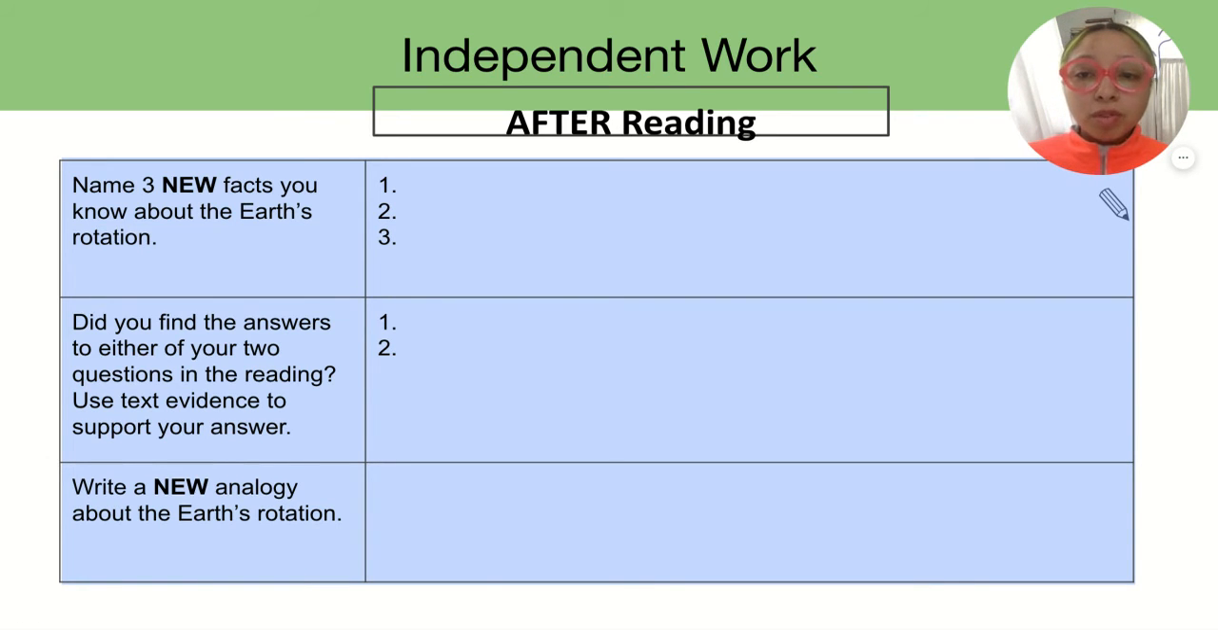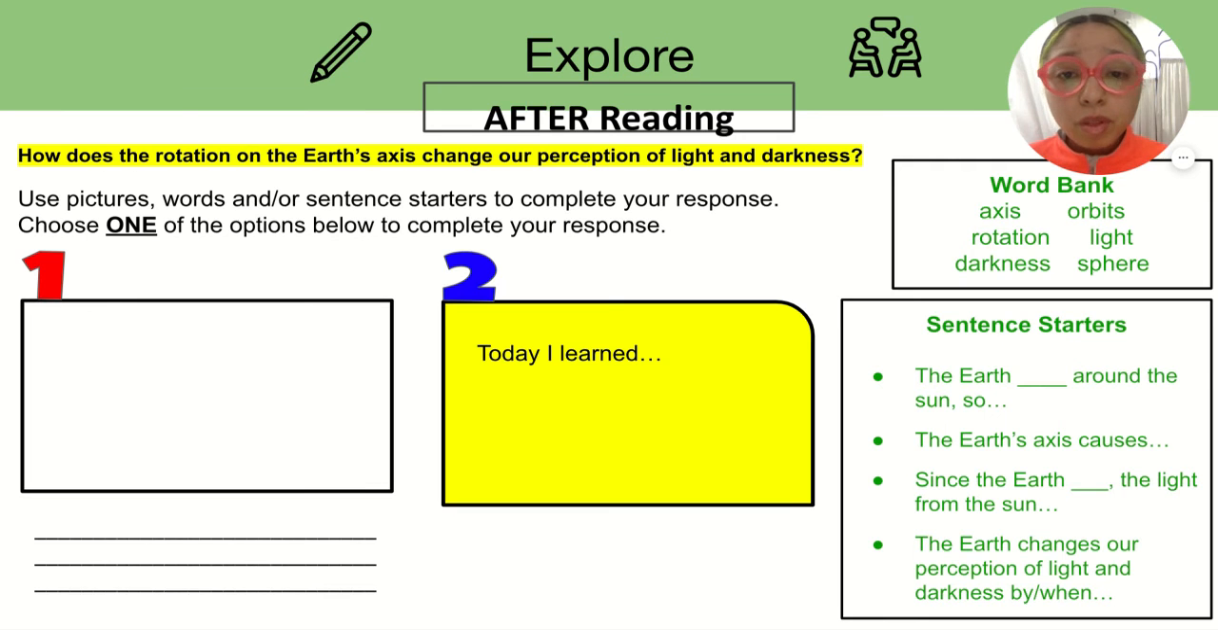Now you may move on to the activity that your teacher has provided for you, or you may complete one of the two exit slips for today. The question you will answer is, how does the rotation on the Earth's axis change our perception of light and darkness? You can use words from the word bank such as axis, orbits, rotation, light, darkness, and sphere.